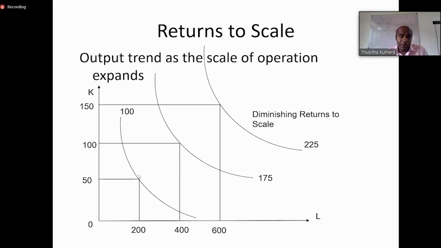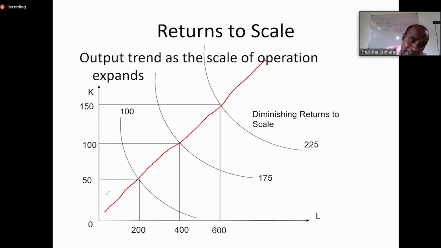Now here I have a very simple example. Let's assume we have isoquants. This is isoquant 100. To get a 100 output level, I am mixing 50 capital and 200 labor. And this is my expansion path. I am having my expansion path like this. So I'm going to increase my production along the expansion path.